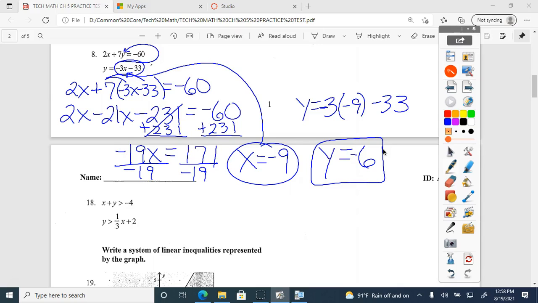I did have one. I didn't think I had one, but I do. Negative 9 and negative 6 is correct. That's an ugly looking negative 6, though. So let me fix that. I said it right there. Any questions on it? No, sir.